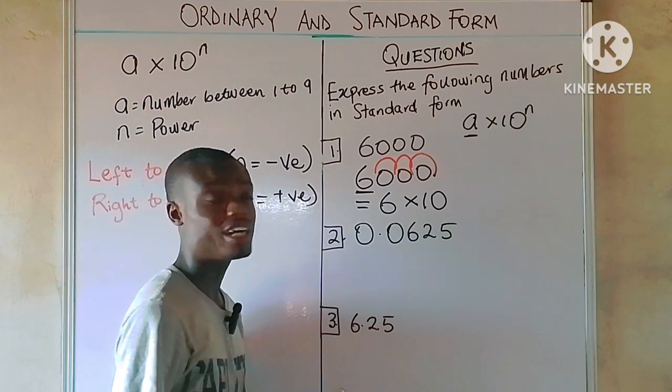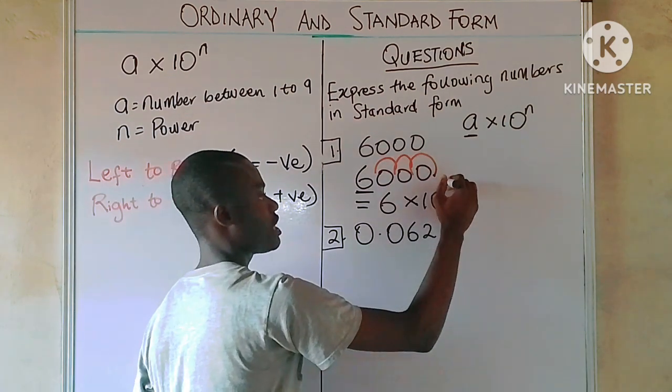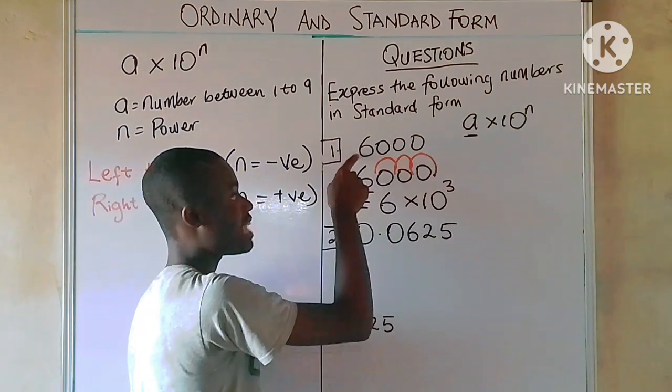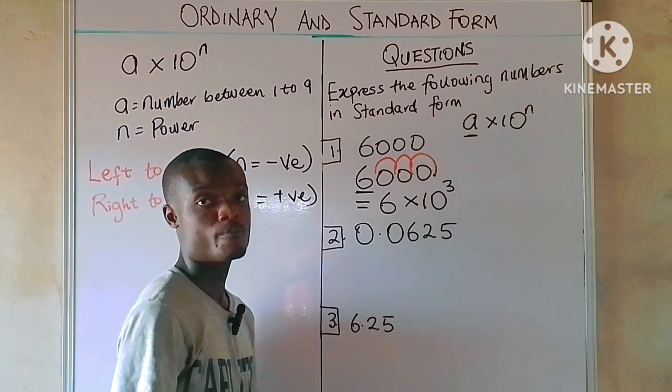And because we move from right to the left, we have a positive 3. So we'll just write it as 3. So in the standard form, 6,000 is expressed as 6 times 10 raised to the power of 3.